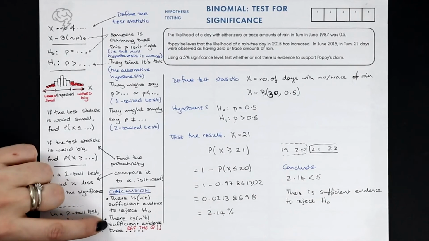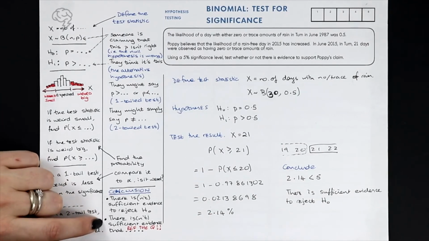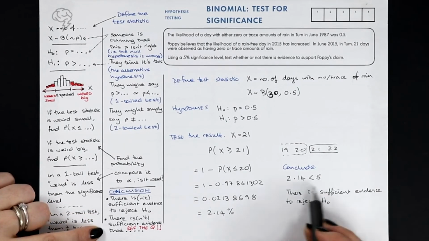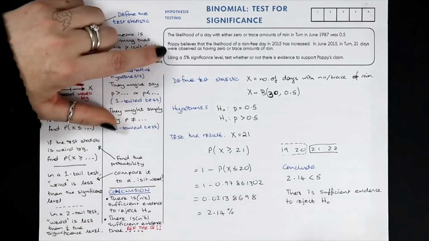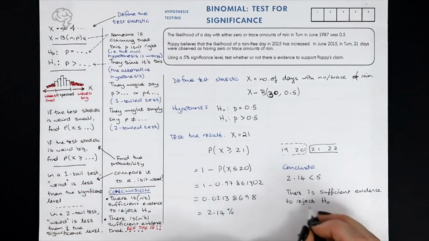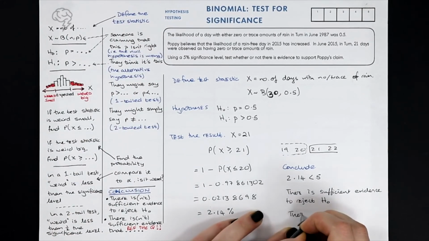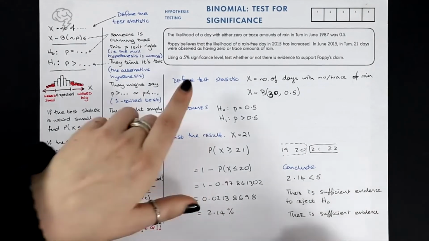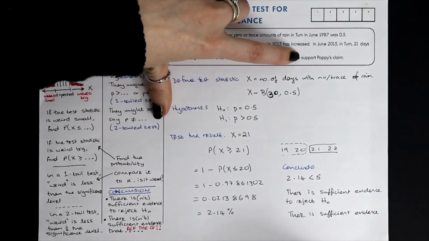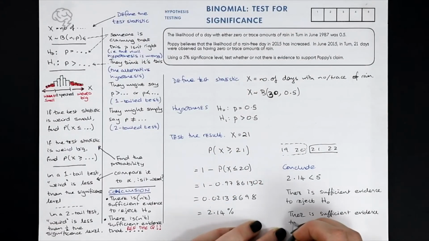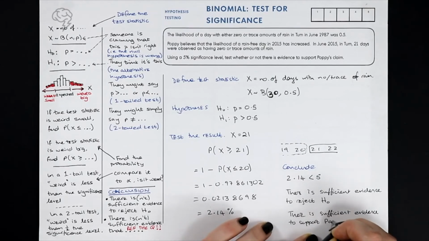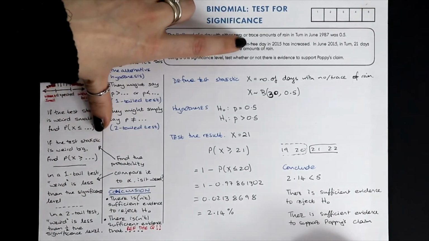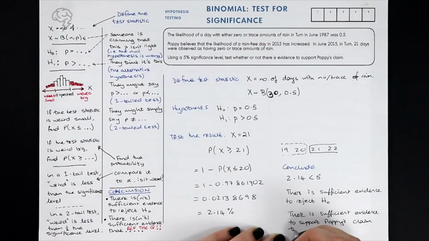And then we're going to do a context statement, which is the final mark of this question in the exam. What you do for that is you basically say what this means, and you use the exact words that were in the question. So there is sufficient evidence to suggest, to support Poppy's claim. What is she claiming? The likelihood of a rain-free day has increased.